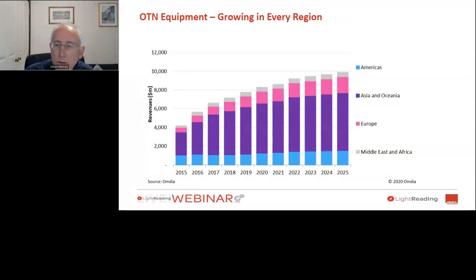OTN deployments continue to grow in every region, as shown in this chart, which I've taken from the latest Omdia optical network forecast issued at the end of last year. Global OTN equipment sales are expected to continue to grow in the 5 years to 2025. And by 2025, Asia and Oceania will represent 62% of this market, and EMEA 22%.